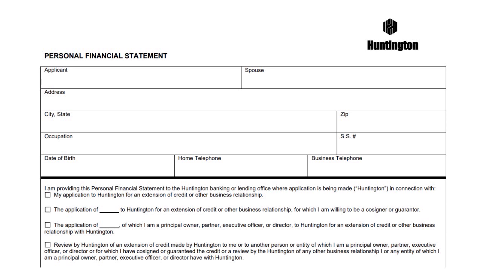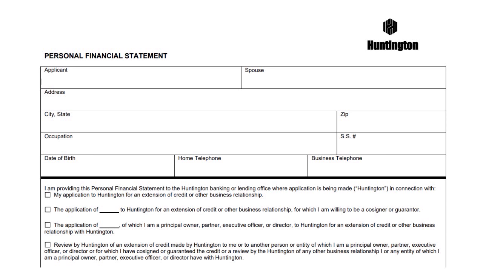So Huntington is asking you for your name, your spouse's name, because again, at the end of the day, they want to make sure that they cover themselves. So they want to have as much information about you and your spouse. You have to put your address, city, state, zip, your occupation, your social security number, your date of birth, your home telephone number, and your business telephone number. And one thing I want to specify here is that the bank wants to make sure that you are basically who you say you are and that you are clean.